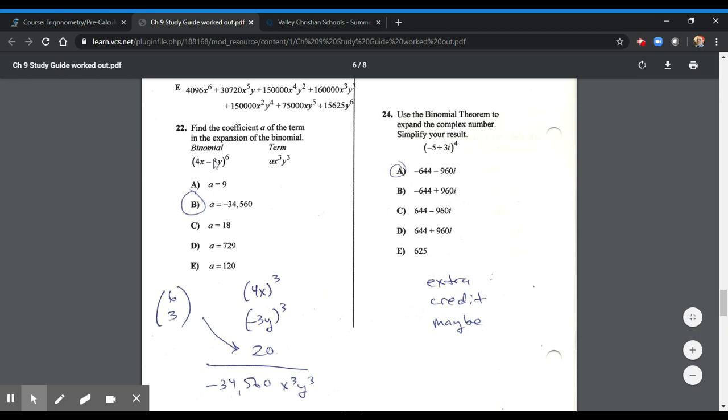So my x term is 4x, so 4x cubed. My y term is negative 3y, so that's going to be cubed. So it turns out to be 4 cubed times negative 3 cubed times 20, which turns out to be negative 34,560 x cubed y cubed. So that's B.